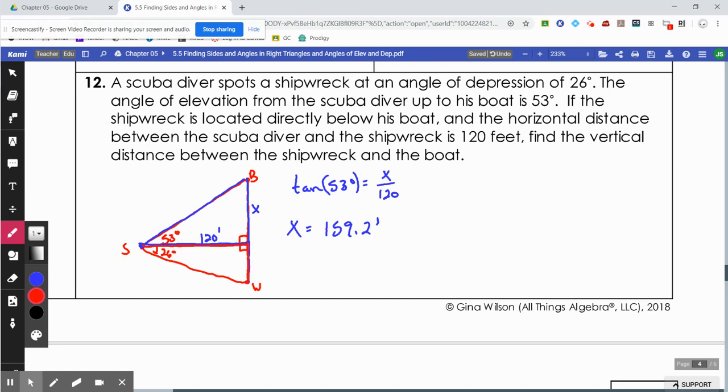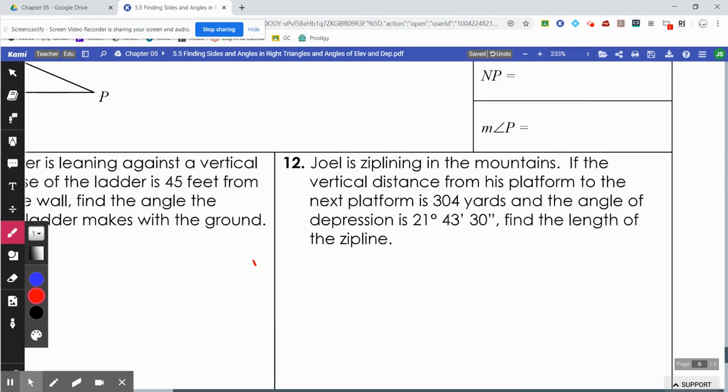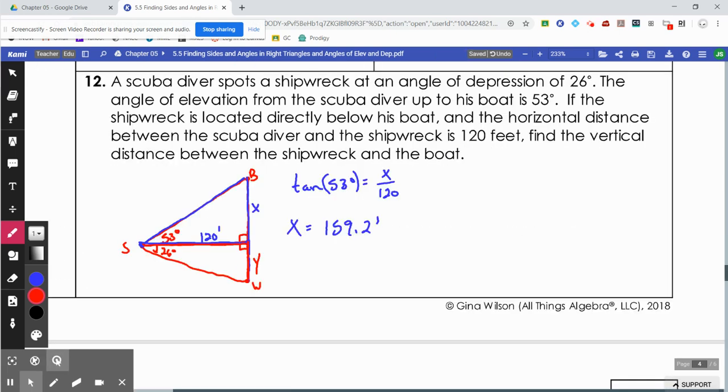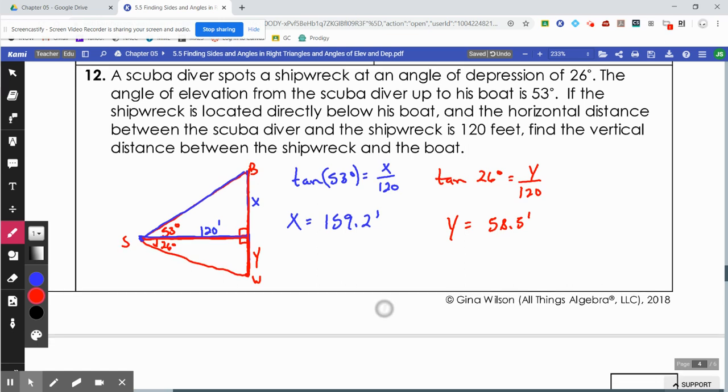Now let's work the problem again, and let's do the small, or the bottom triangle. So we're going to use this red triangle down here. Again, we're looking for, we'll call it a y value. And it's still another tangent problem. The tangent of my 26 degree angle is equal to opposite over adjacent. To solve that, we're simply again going to multiply 120 times the tan of 26, and we get 58.5 feet.